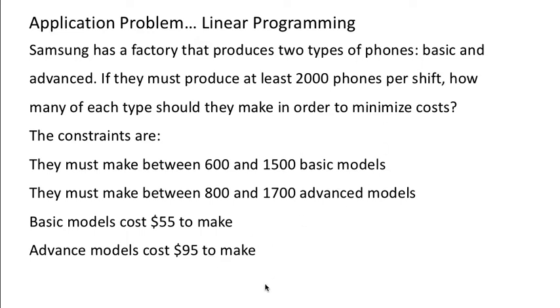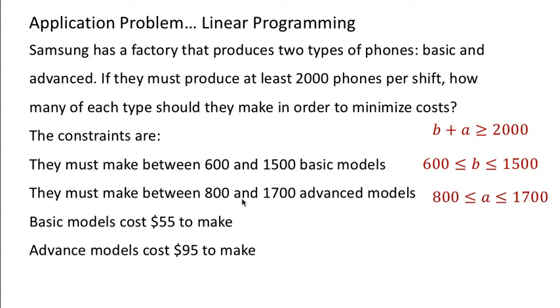So what can we do with all this information? Well, we can make some inequalities and one equation. At least 2,000 phones per shift. So basic plus advanced has to be greater than or equal to 2,000. At least 2,000. Basic has to be between 600 and 1,500. Advanced has to be between 800 and 1,700. Okay, so there are our constraints.